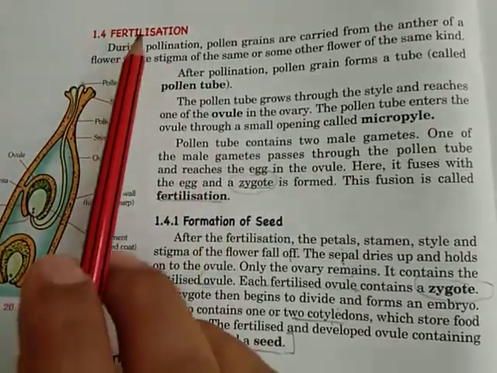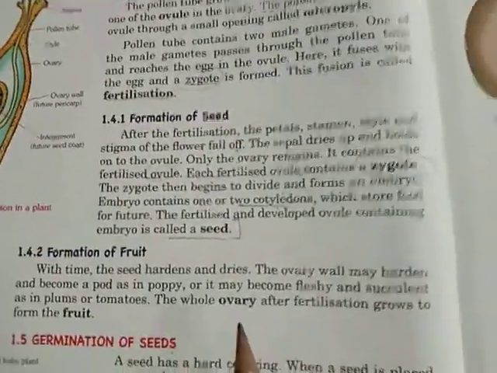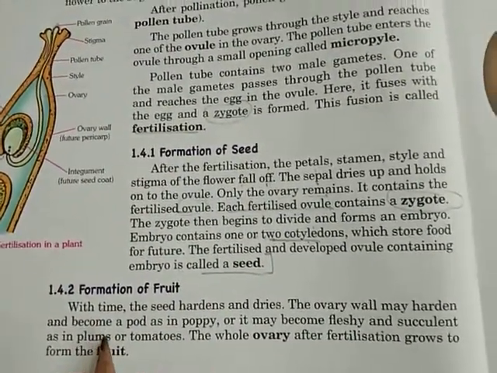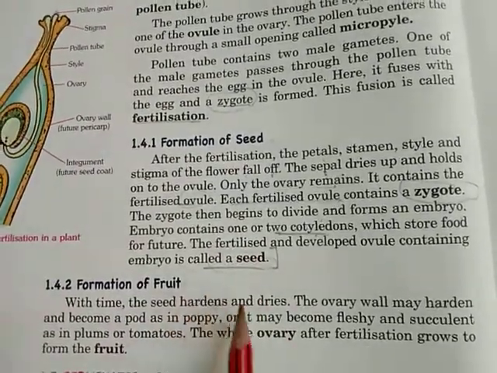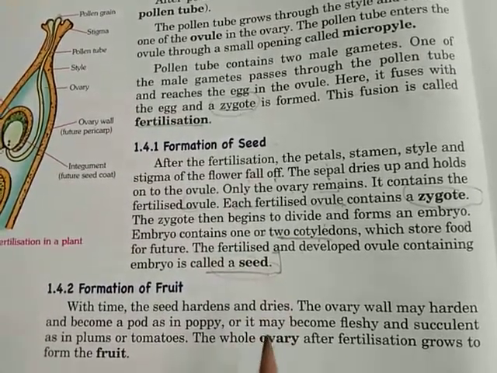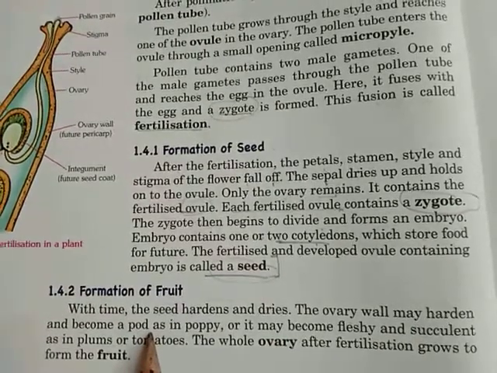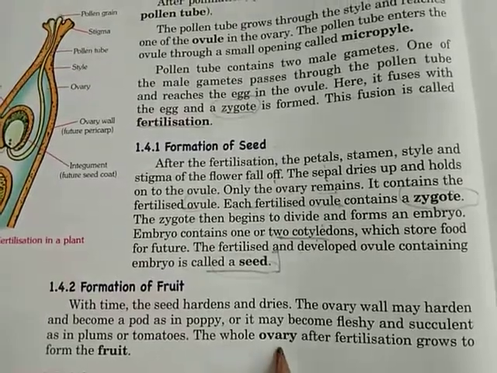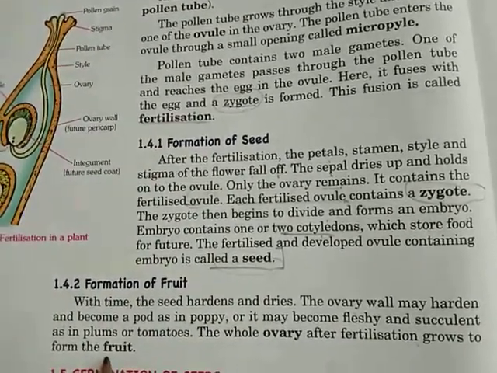So this is regarding fertilization and formation of seed. Then there is formation of fruit. As time passes, the seed hardens and dries, and the ovary walls may become hard or they may become fleshy. So the whole ovary after fertilization grows to form fruit.